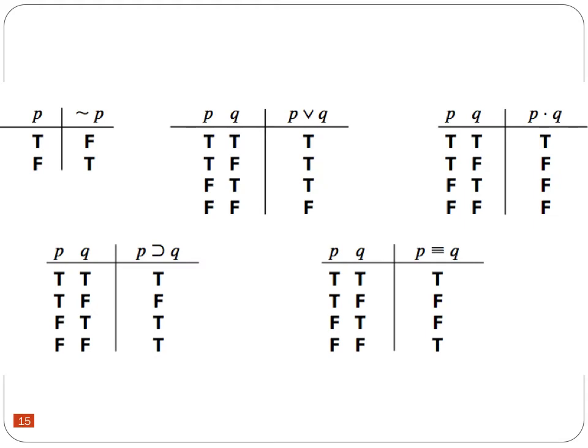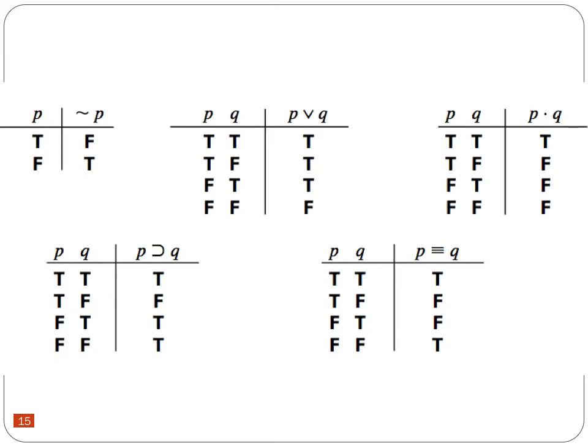Here's a summary of the characteristic truth tables for all 5 of our connectives: negation, or, and, conditional, and biconditional. Notice that here we have the dot. The dot means and, just like the ampersand. And the horseshoe there, that kind of U rotated 90 degrees, that's the same as the arrow.